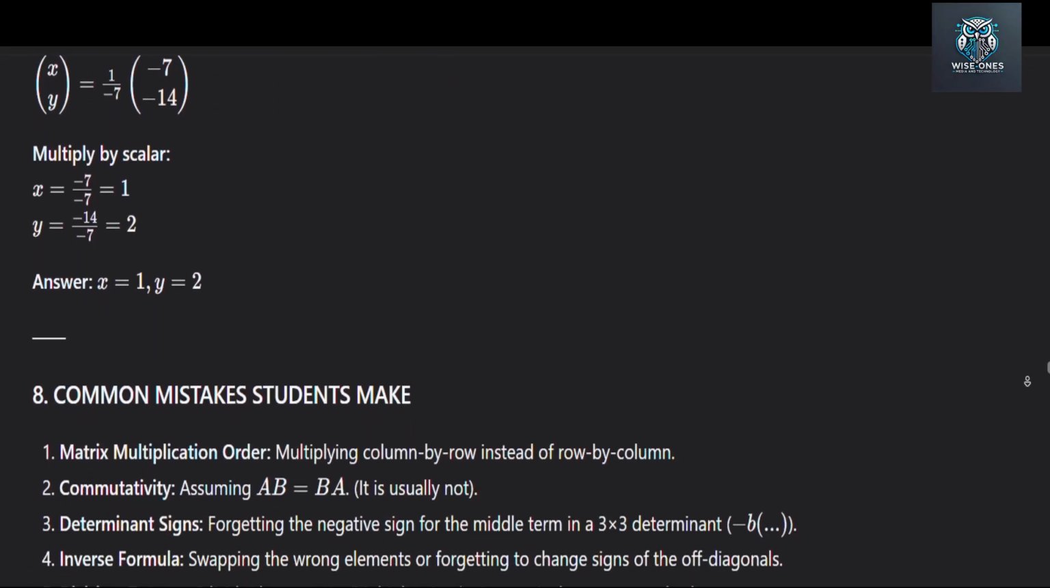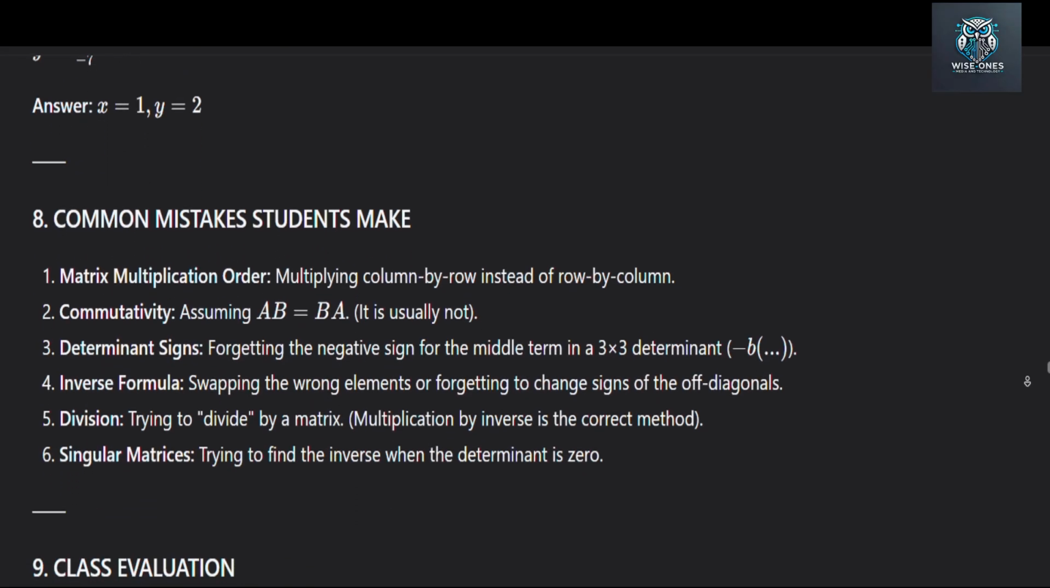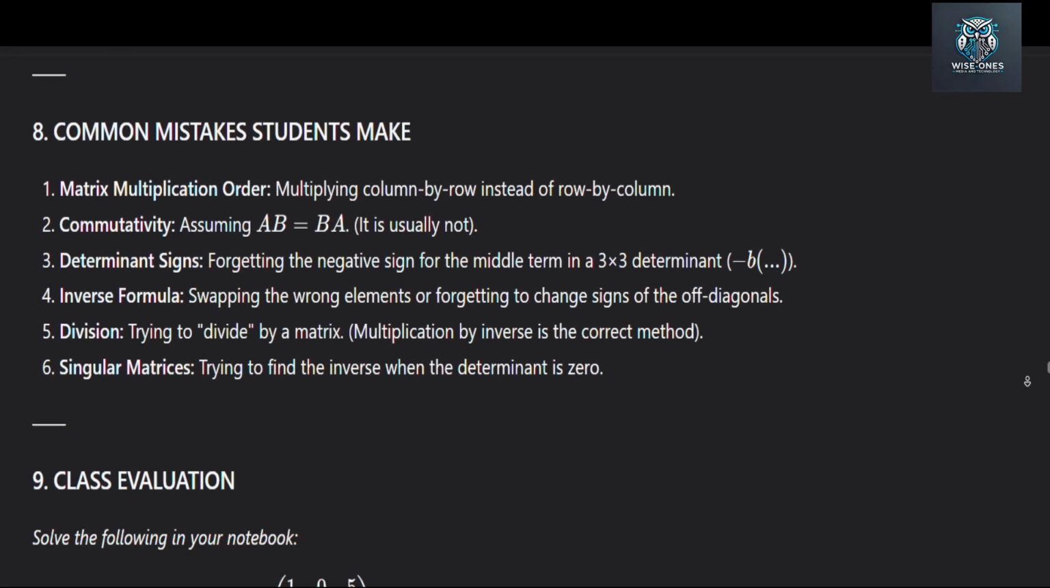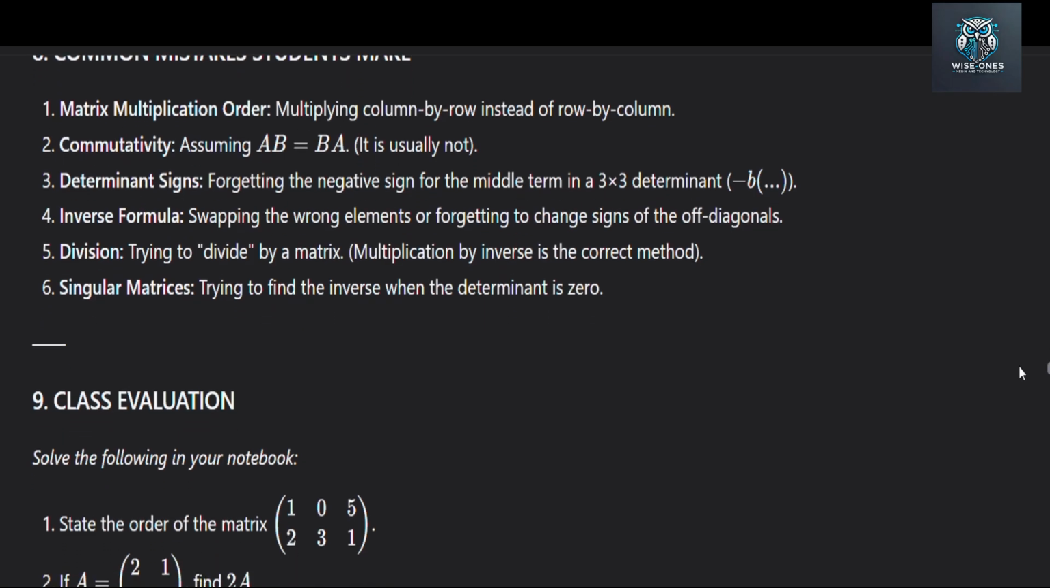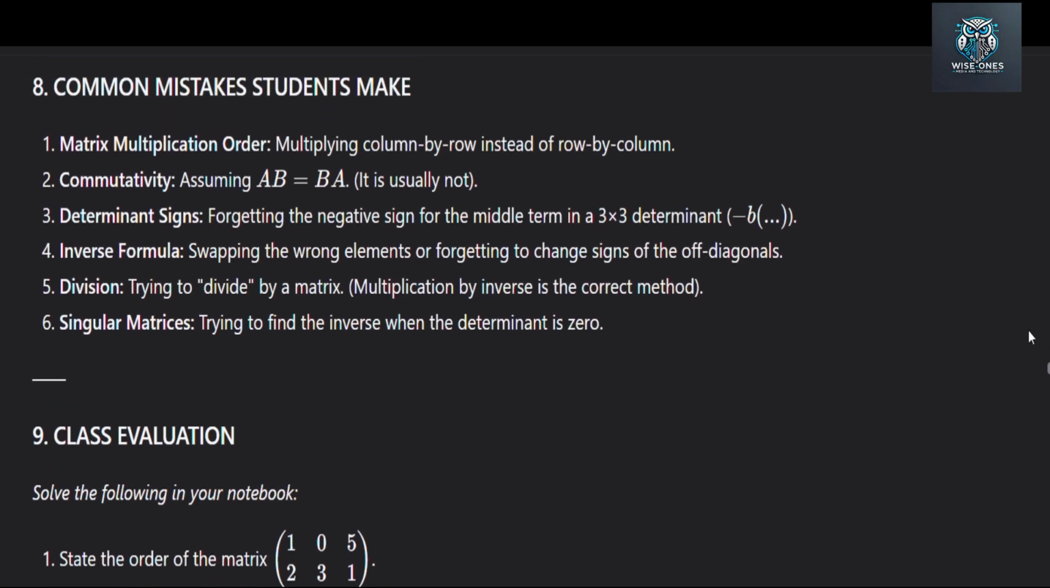Correct. 5 times 1 plus 4 times 2 equals 5 plus 8 equals 13. Correct. C. It works. Now I want to warn you about common mistakes students make.